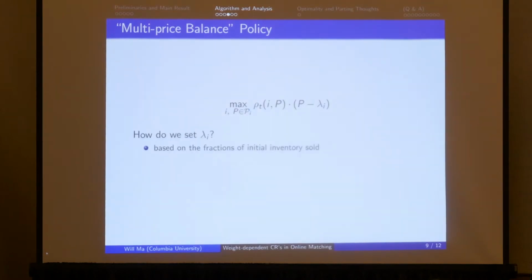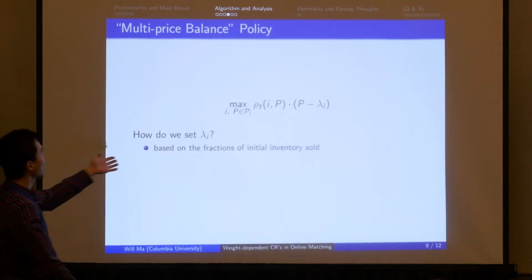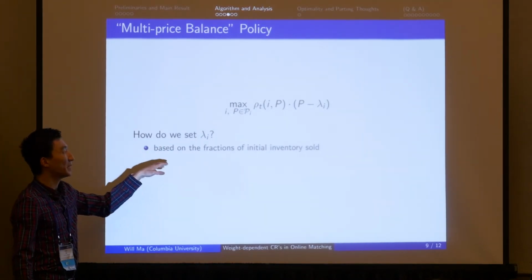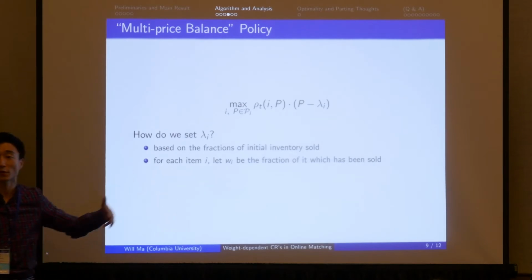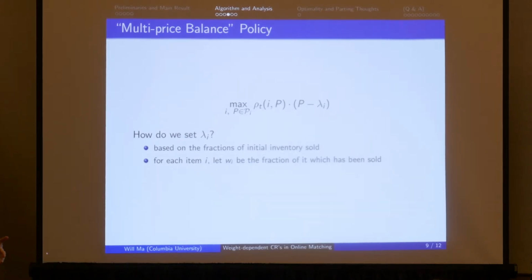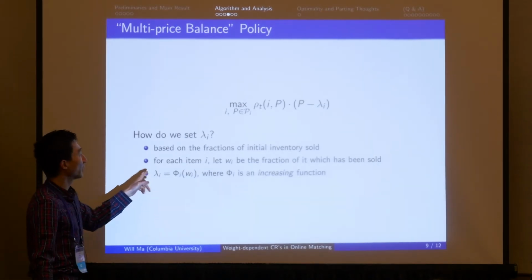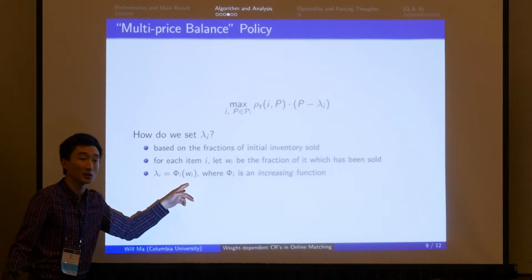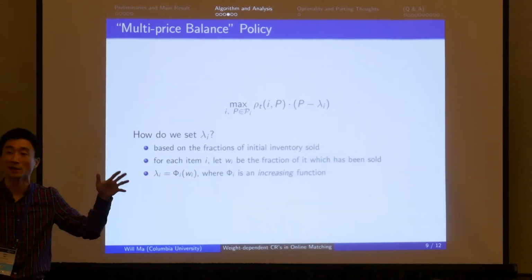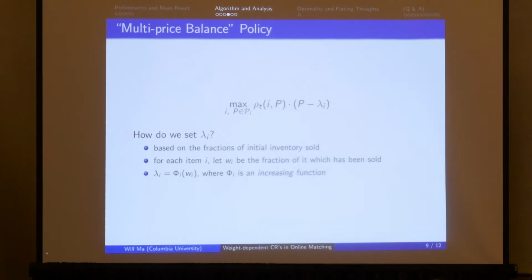And so our policy looks like this. And how do we set these λ_i? They're based on the fractions of initial inventory sold. So for each item, if W_i is the fraction of its initial stock which has been sold, then the virtual cost will be equal to a function φ_i applied to W_i. So φ is an increasing function, and over time, the fraction sold increases, and the virtual cost also increases.